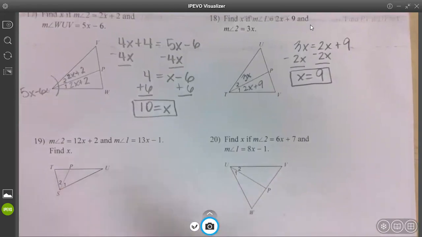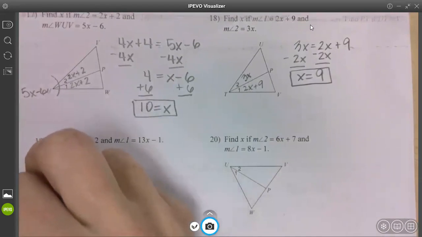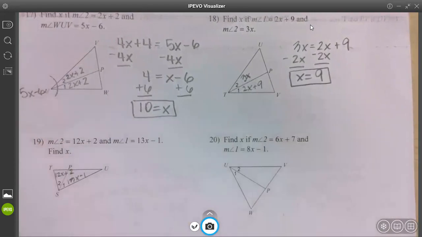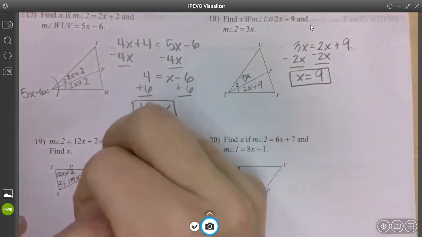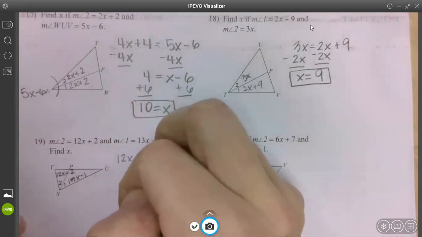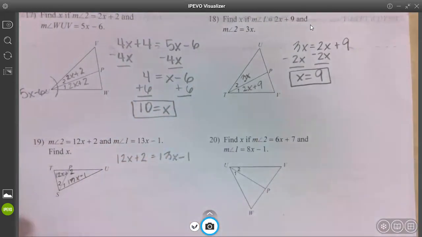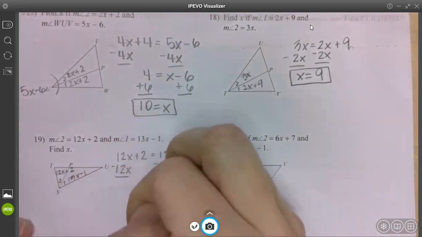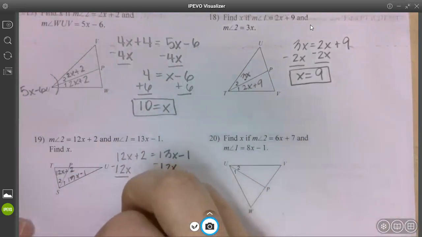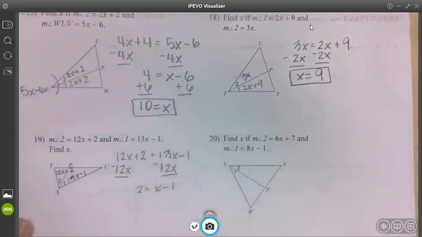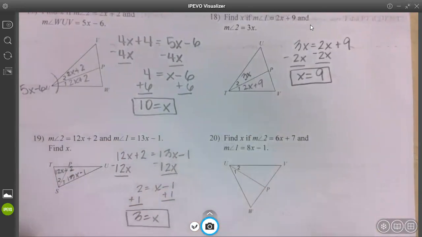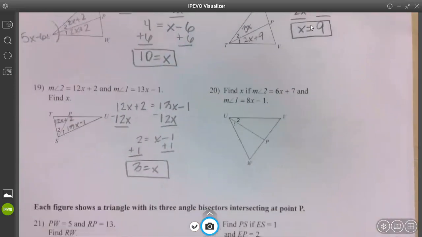On the next one, it gives you your two little ones. I'm going to go ahead and write it in. 12x plus 2 and 13x minus 1. The two little ones we set equal to each other. My smallest x is 12x. I'm going to move it. So I'm going to subtract 12x. I get 2 equals x minus 1. And then I'll add 1 to both sides. And I get that x equals 3. It asked me to find x. So I'm finished with that problem.